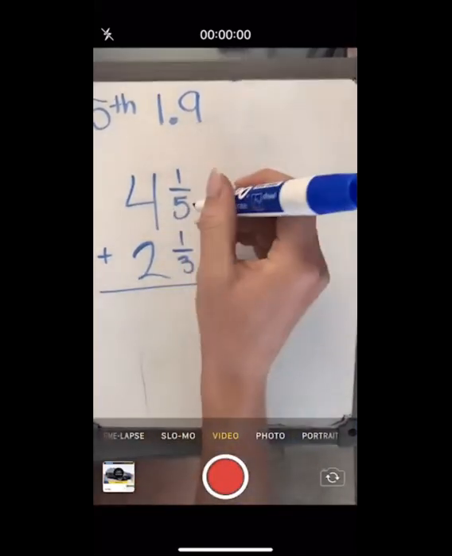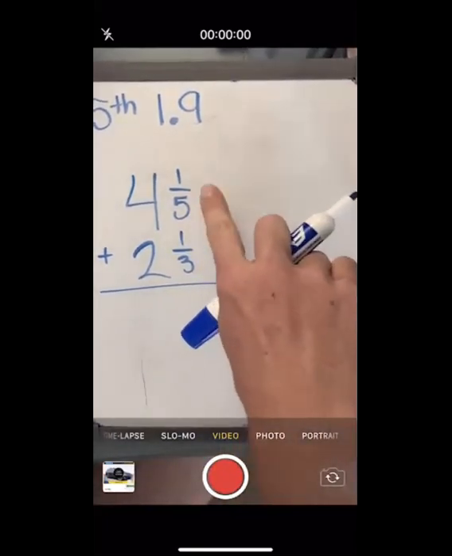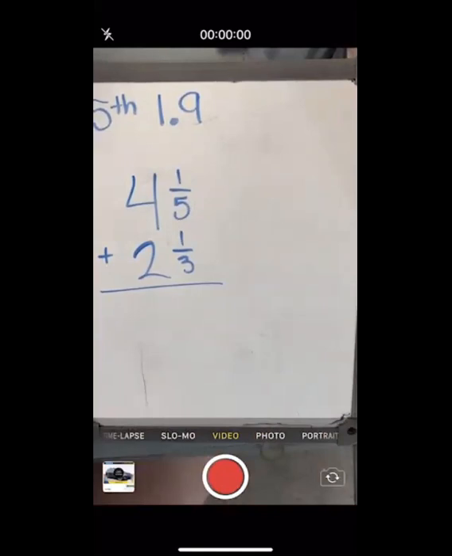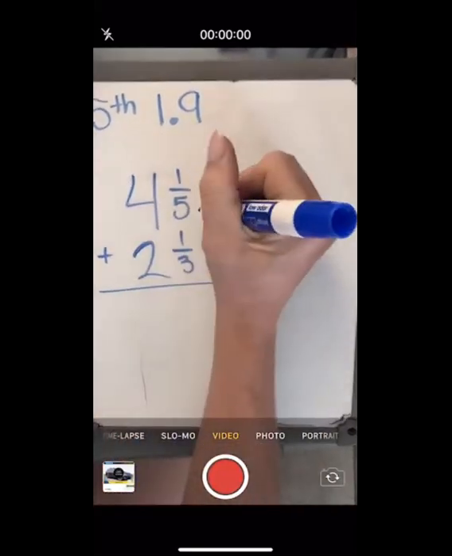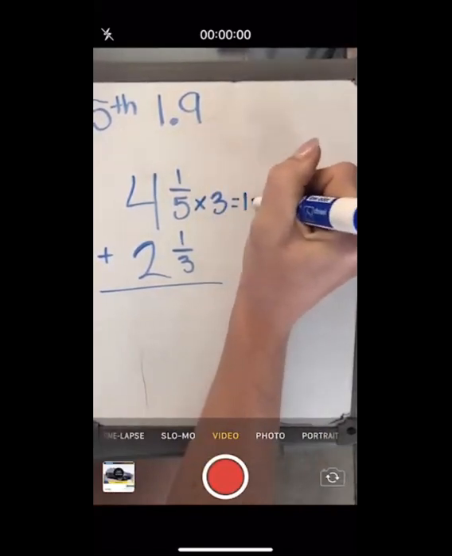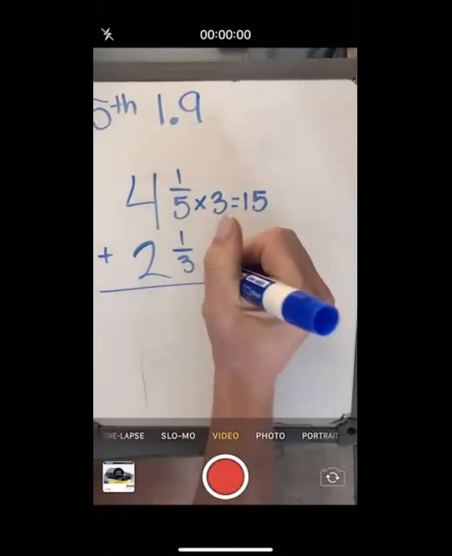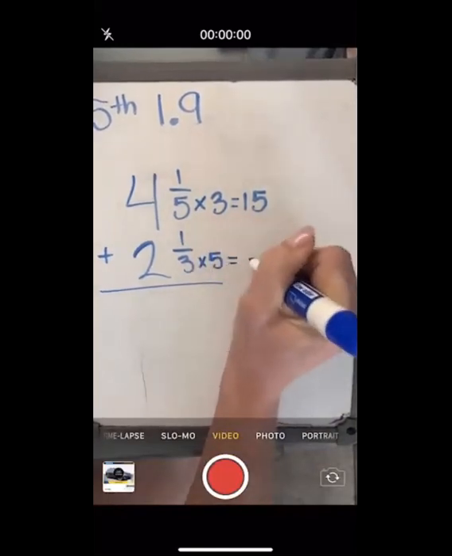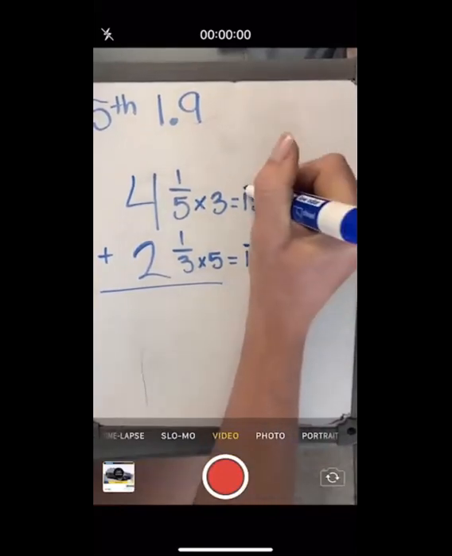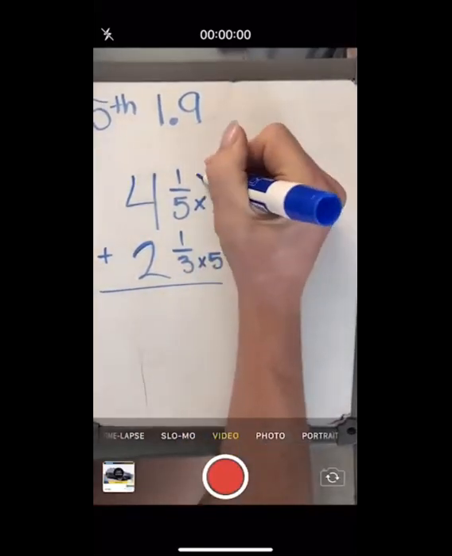So in this case, 5 and 3 are both prime. If I had 3 and 9, it'd be really easy. Or if I had 5 and 10, it'd be really easy. But 3 doesn't go into 5. So whenever they don't go into each other, we multiply them by each other. We know they're fact families. So as Bella was saying, I know 5 times 3 equals 15, and 3 times 5 will also equal 15. Then we have both of them in 15ths, and that makes it a lot easier. So whatever I do to the bottom, I have to do to the top.